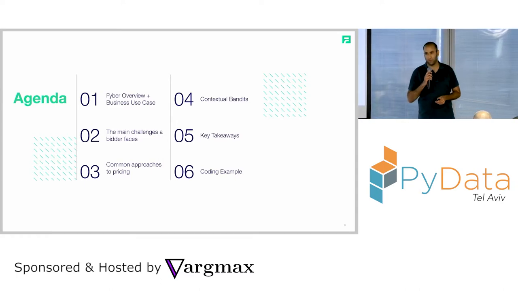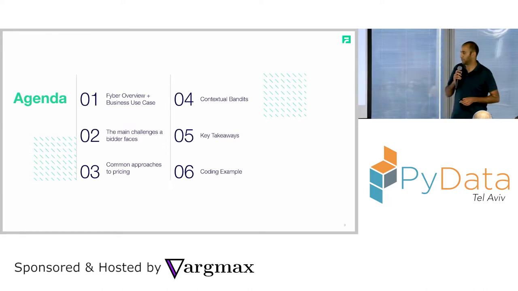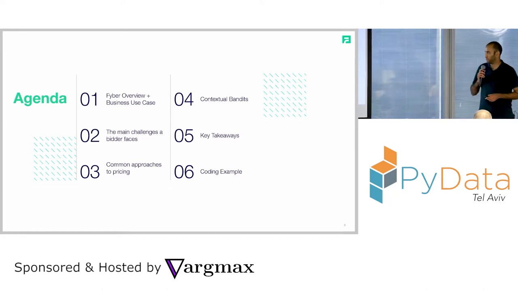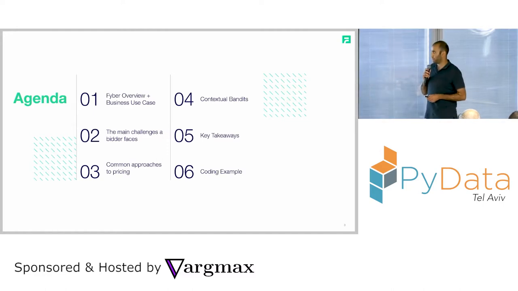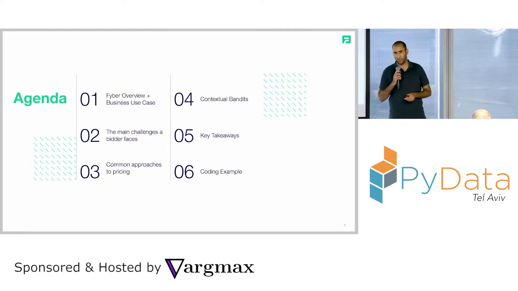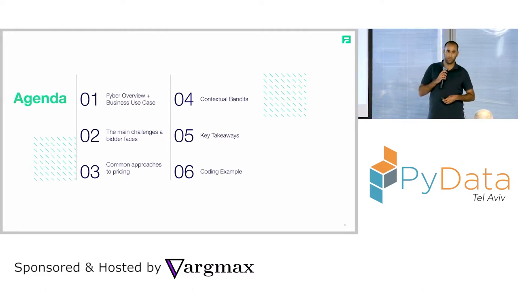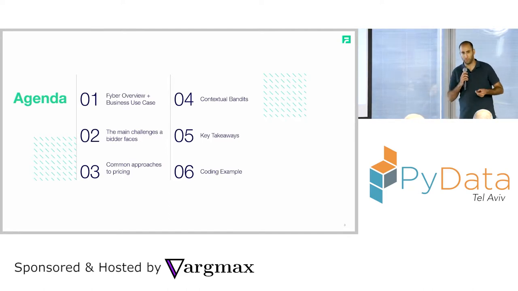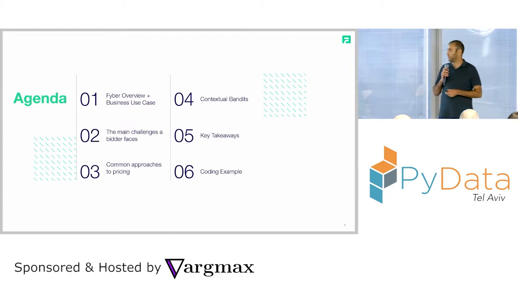We'll dive into contextual bandits, which is the main topic and the main thing we actually took to investigate and research. Wrap up with some key takeaways, and then we'll have a coding example, where Uri will present some code that we actually worked on, so we'll be able to see something in hand.